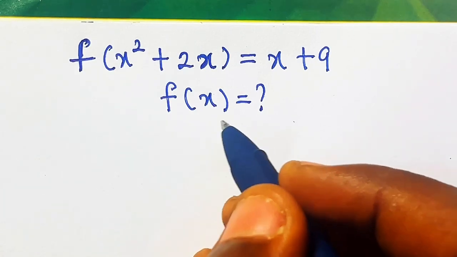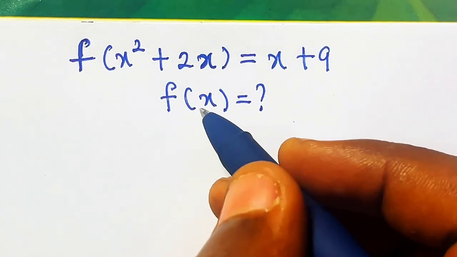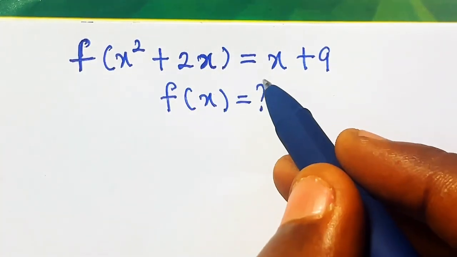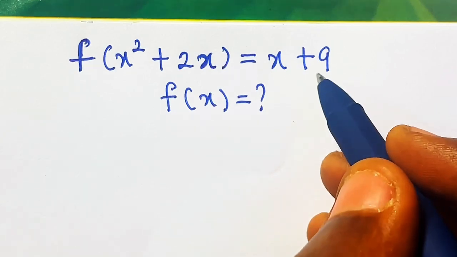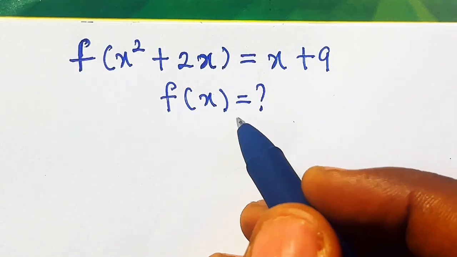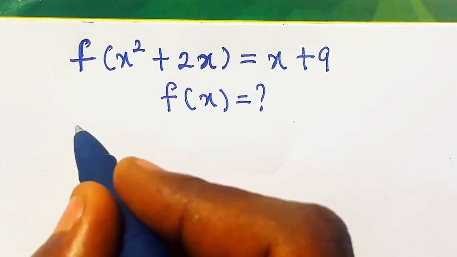We want to solve this nice functional equation given f of x squared plus 6x equals x plus 9. We want to find f of x. Alright, let's see the solution.